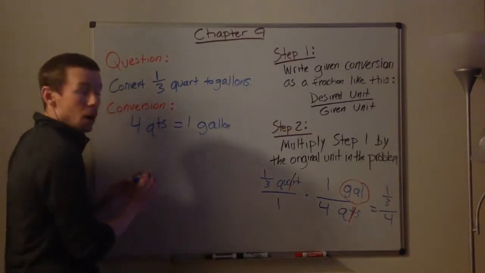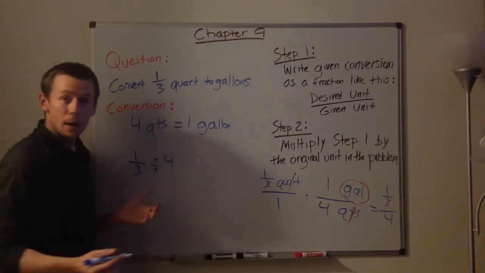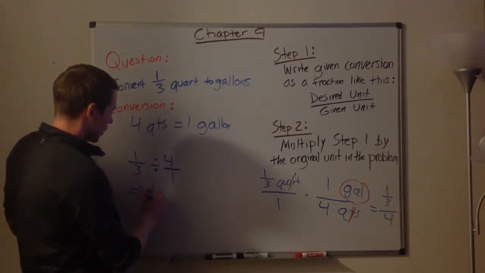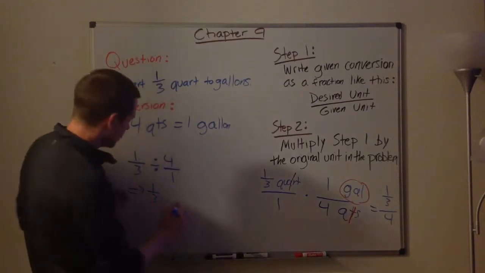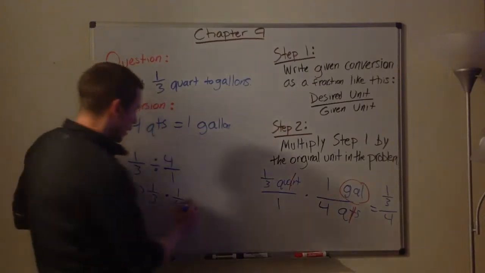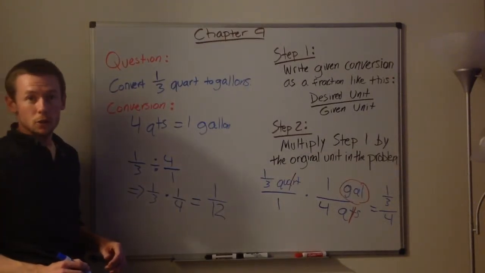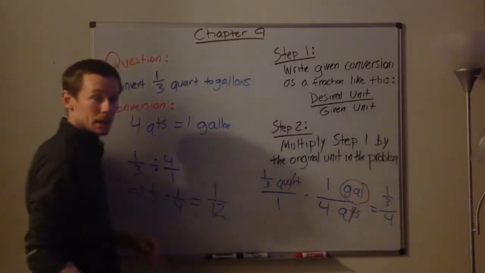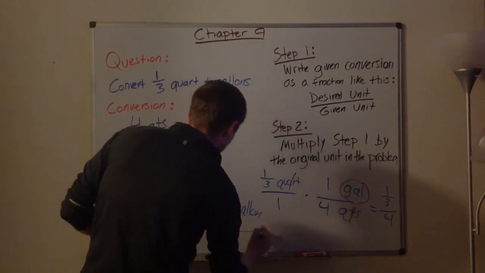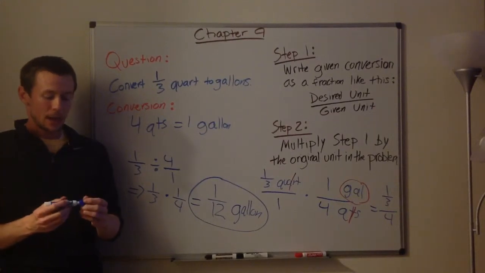So what that means is 1/3 divided by 4, which I can write as 4/1. Since we're dividing fractions, that becomes 1/3 times the reciprocal, 1/4. 1/3 times 1/4 is 1/12. We were looking for gallons. So the answer is 1/12 of a gallon. And I'm going to end there.